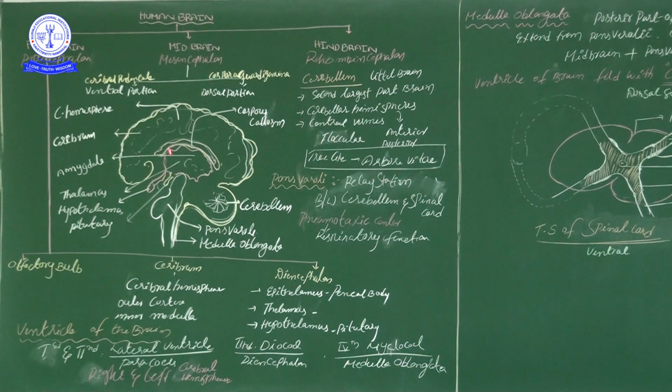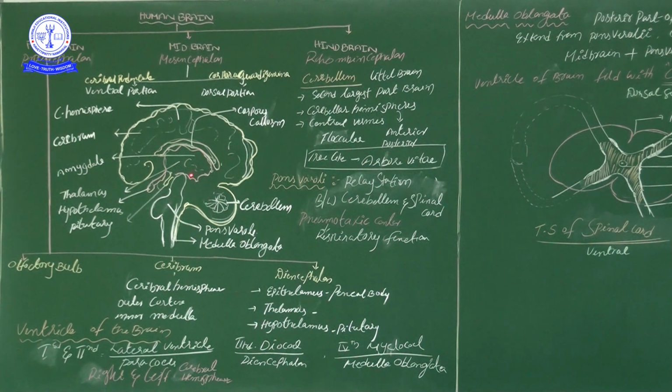Now here, this is the midbrain, below the corpus callosum. This midbrain part is present in between, this is the pons Varolii. Pons Varolii, and this place is the cerebral hemispheres. So it is located in between the cerebral hemispheres and the pons Varolii. That you have to remember.